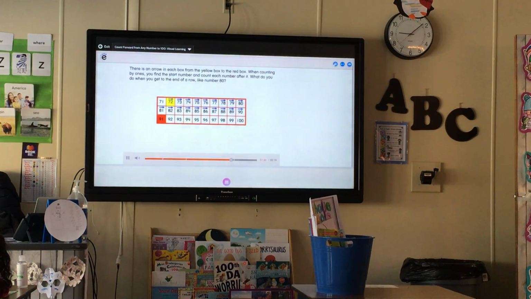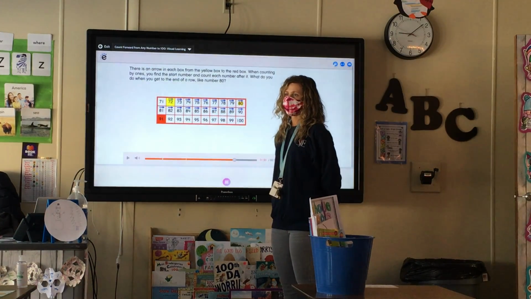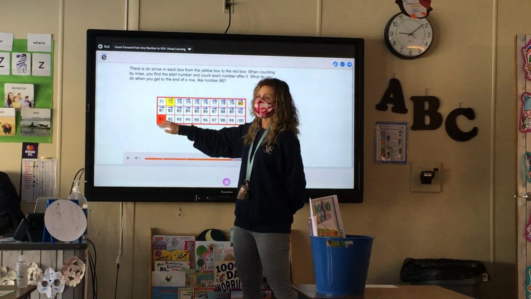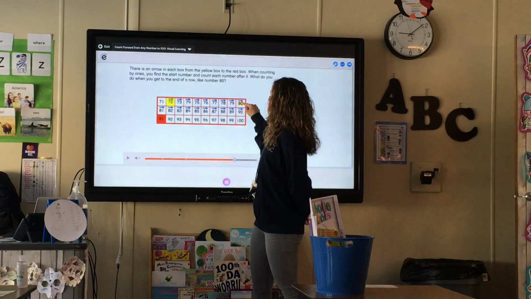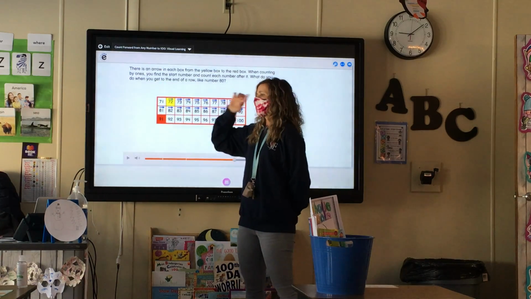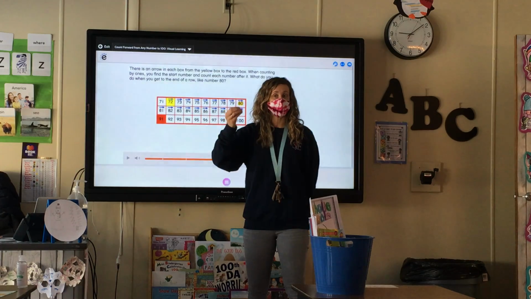What do you do when you get to the end of a row, like number 80? Okay, we just kind of said that. Valentina, you tell us again. We go to the next row. Yeah, you go to the next row, like this one right here. Right, okay, so when you go to the end, you go to the next row that's right below it, okay? And it'll help too, because if you know the next number when you're counting, that'll also give you a big hint where to stop.